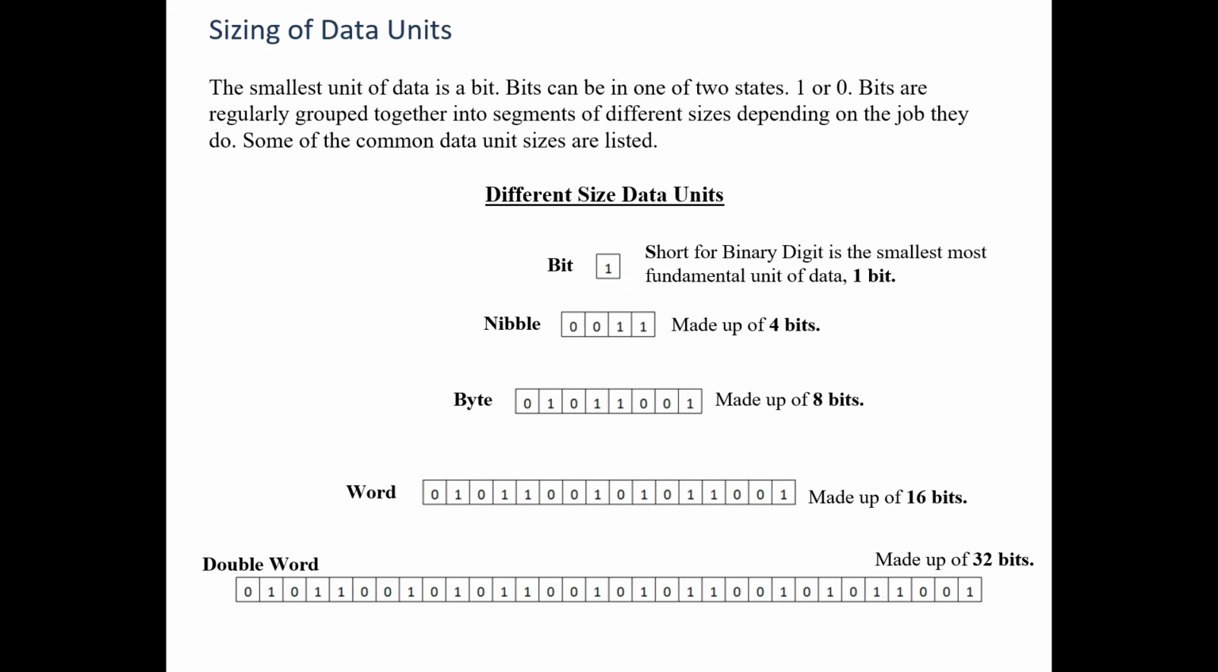Terminology for some of the common data unit sizes are shown here. The bit, short for binary digit, is the smallest, most fundamental unit of data. A nibble, made up of 4 bits. The byte is made up of 8 bits. The word, made up of 16 bits. And the double word, made up of 32 bits.